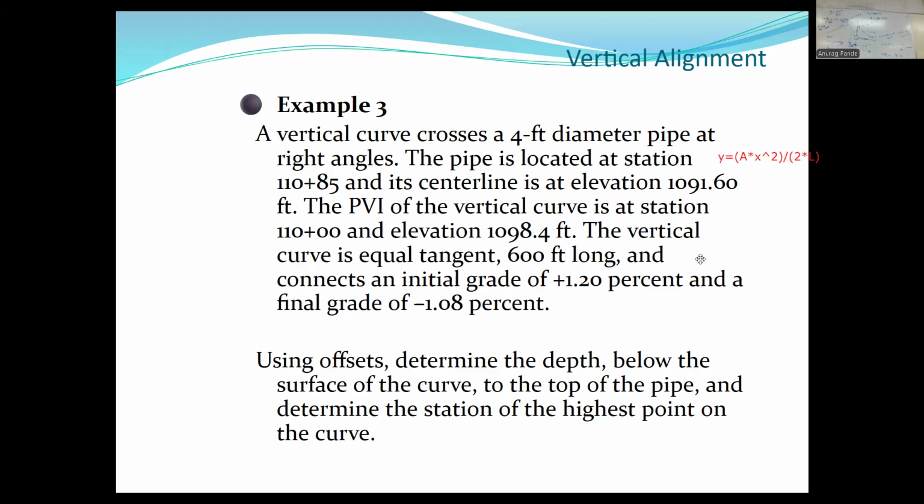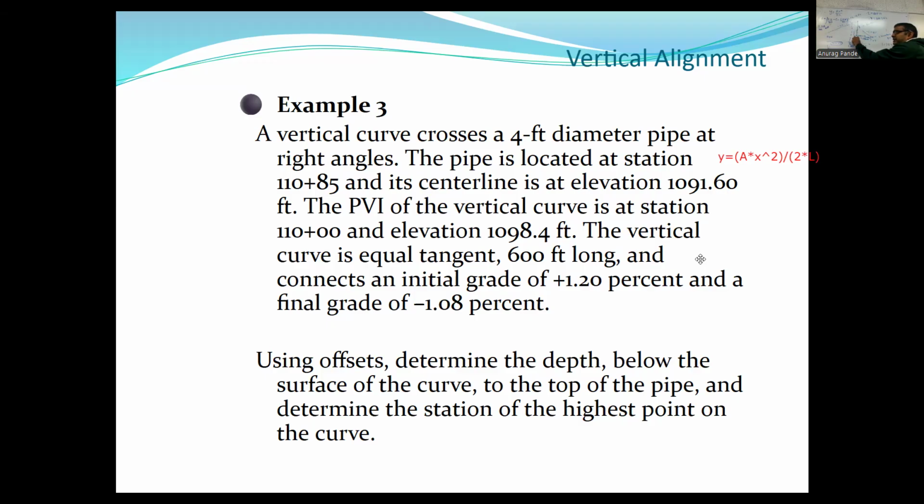We do, because we know the diameter of the pipe is 4 feet. So we know the radius of the pipe is only 2 feet, right? So then the elevation of this point will be 1091.6 minus 2 feet, and that's going to be 1089.6. Everybody good with that? So I got the top of the pipe elevation to be 1089.6 feet, because I subtracted the radius of the pipe.